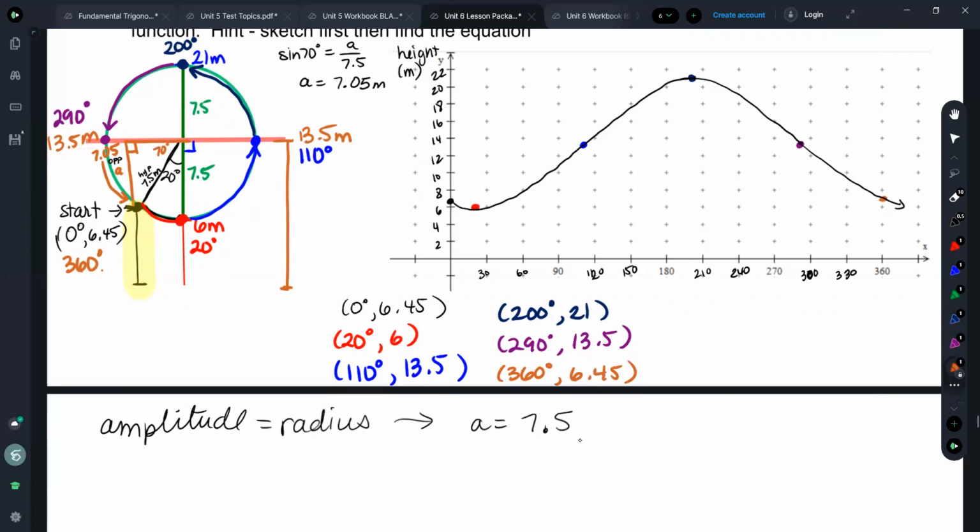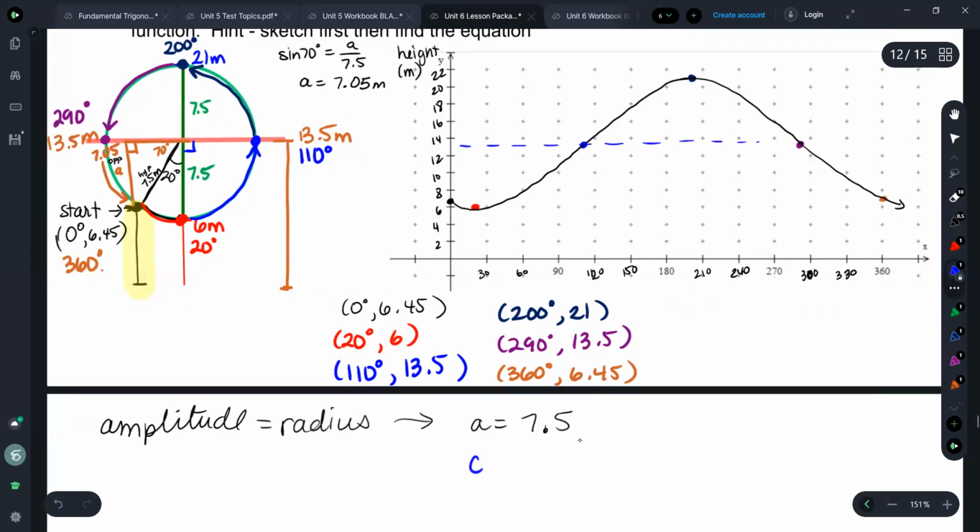Okay, what is the C value? What's the middle in between 21 and 6? It's 13.5. We already have it. It's here. This is the midline of our graph, right? That's the middle area. So C is 13.5. You could do max plus min over 2, or you can just look at that middle height that you've already found.